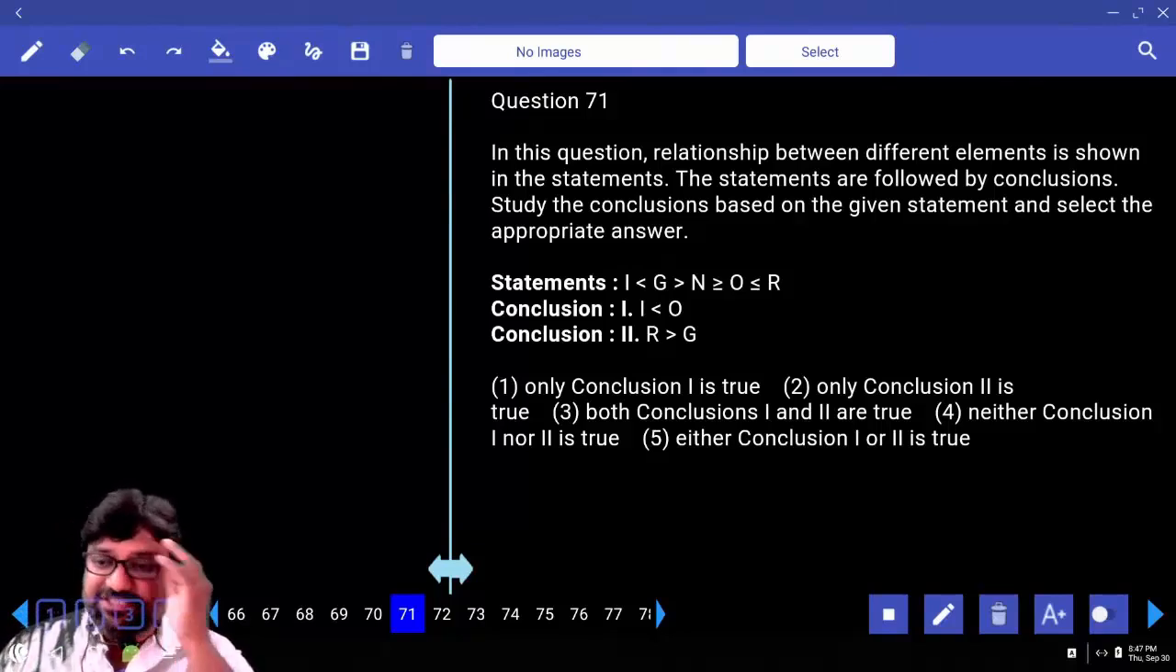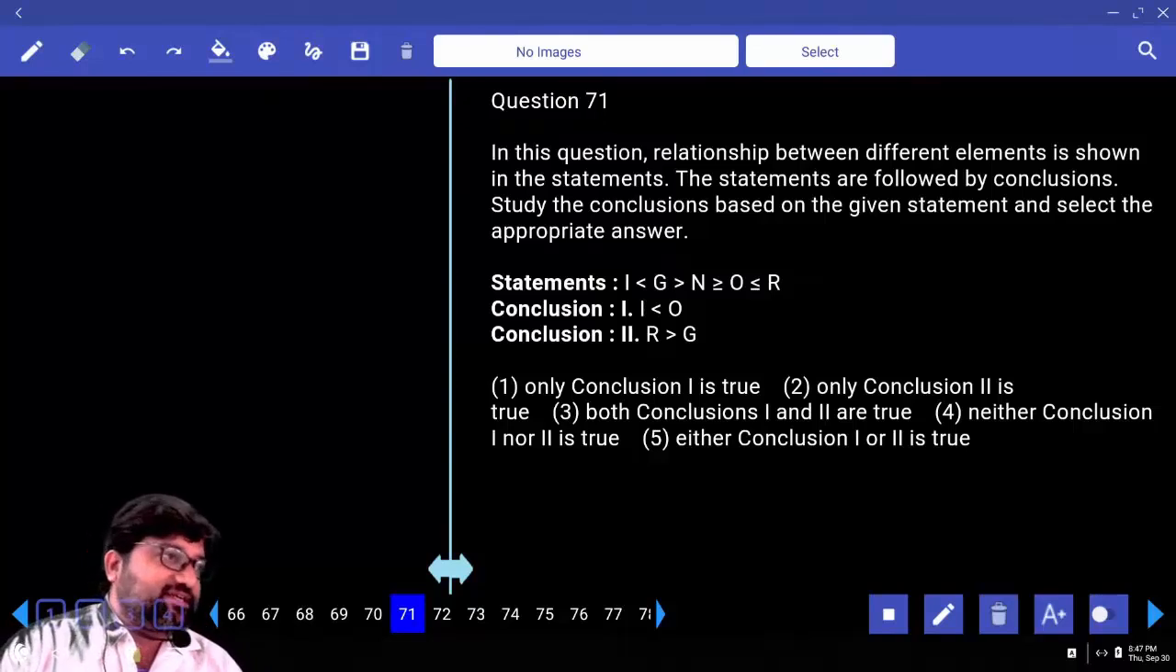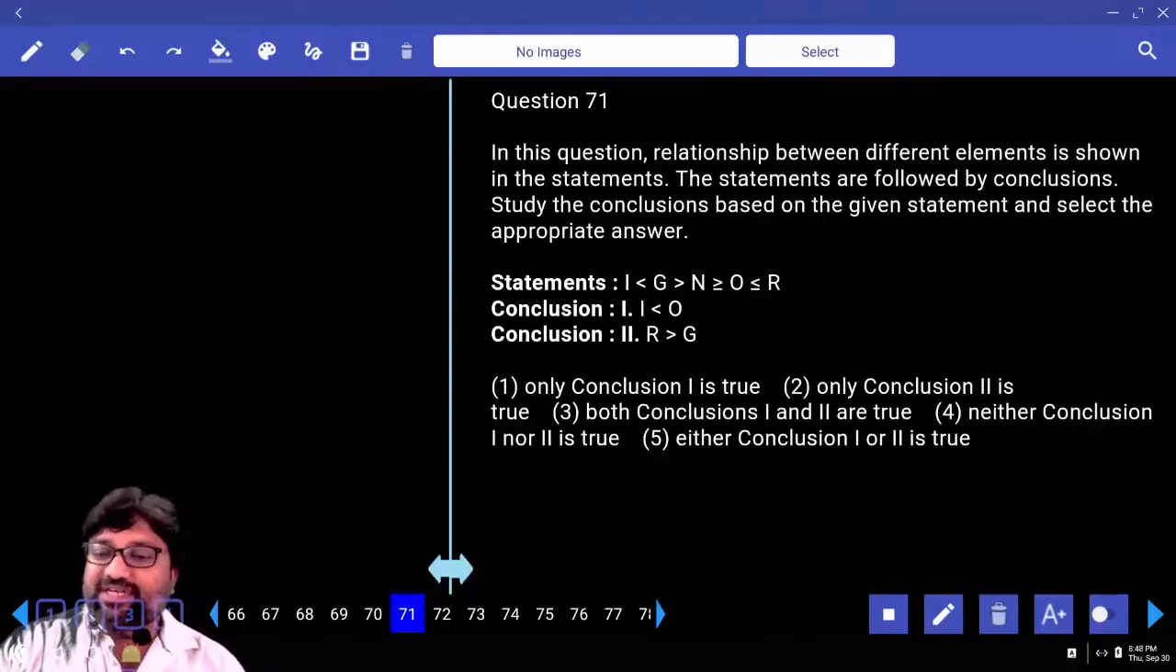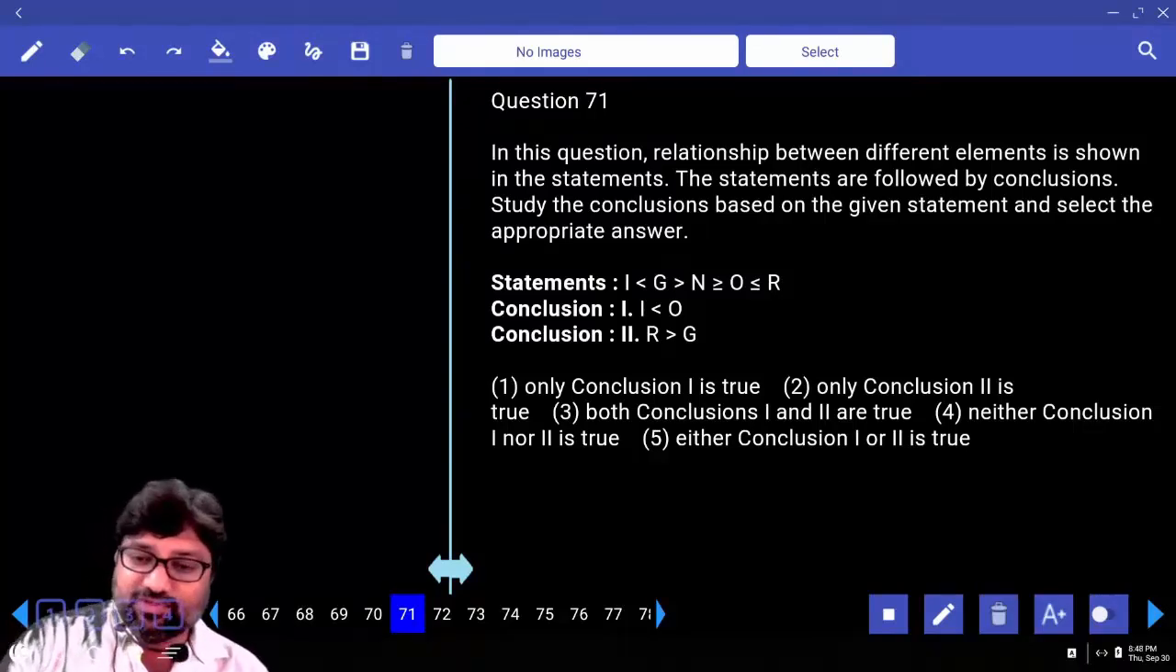Next, R and G. Come on, opposite symbols. What's the answer? Cannot be determined. So what's the answer? Neither one nor two follows.